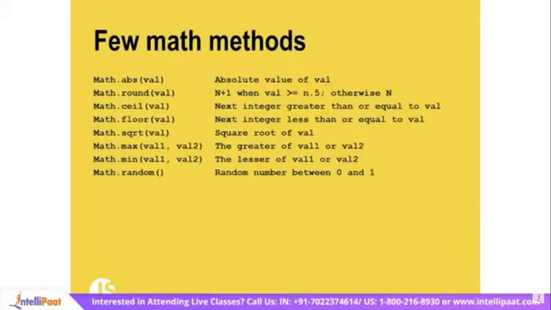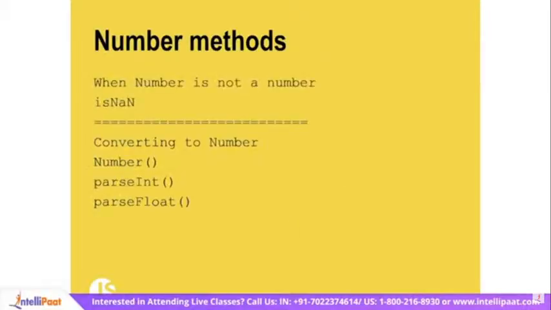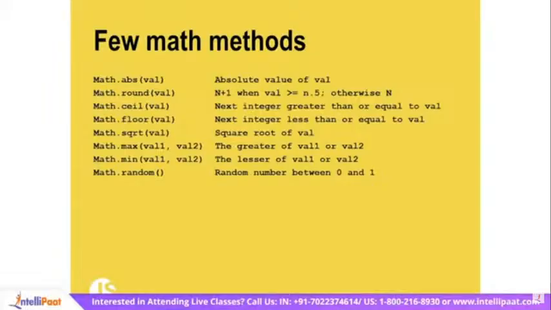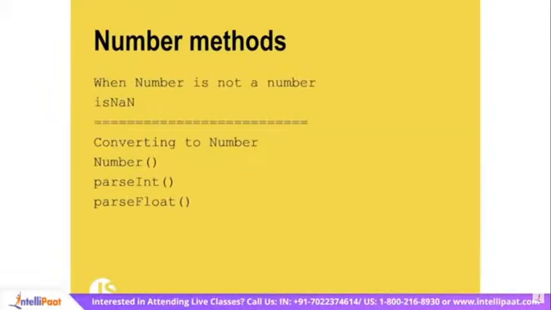Okay. So we'll talk about numbers. Again, we know about numbers. All decimals, floats, integers, everything is referred to as numbers. And Number is a constructor in JavaScript. Like Math is a constructor, Number is also a constructor. You see, you can use the Number constructor to convert things to a number.